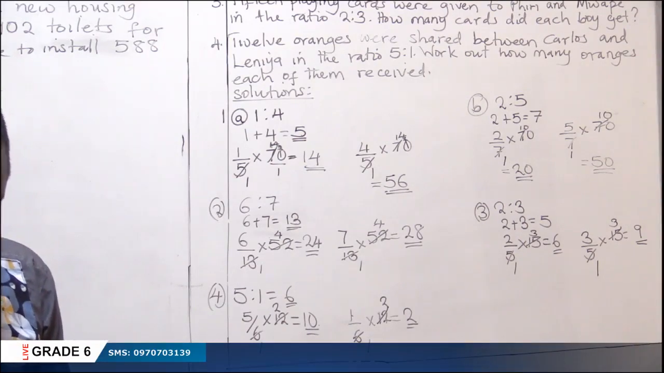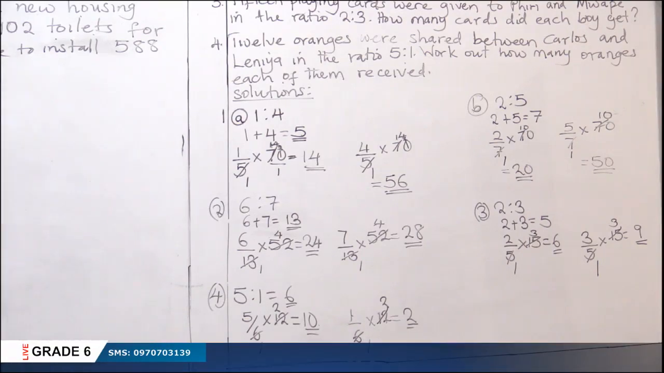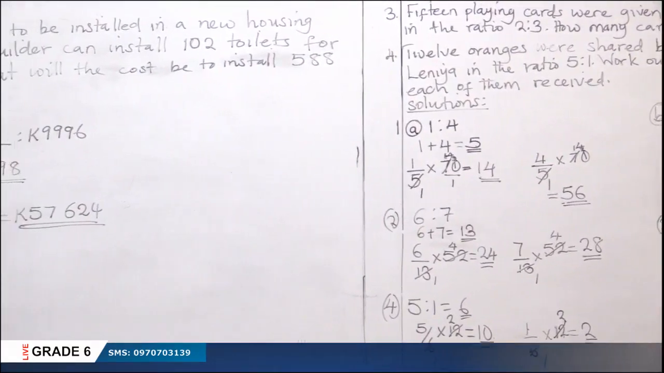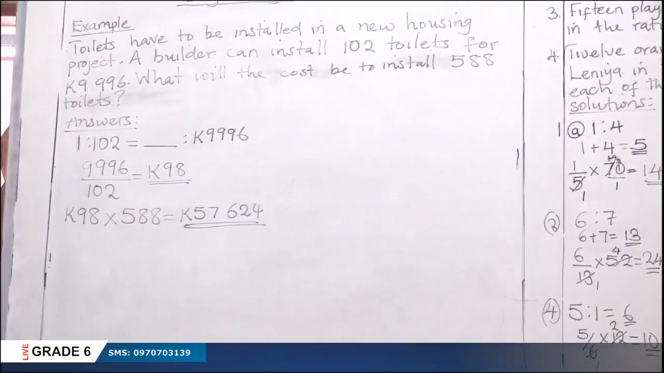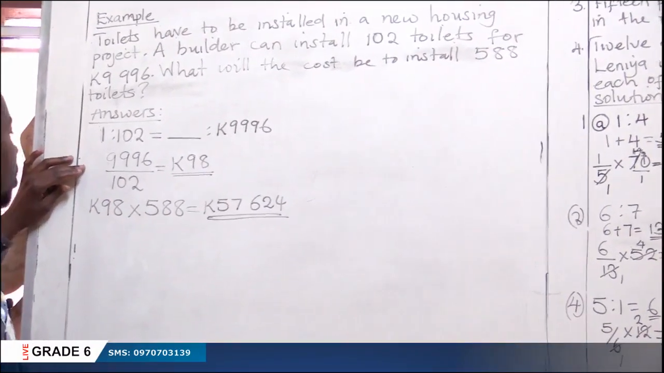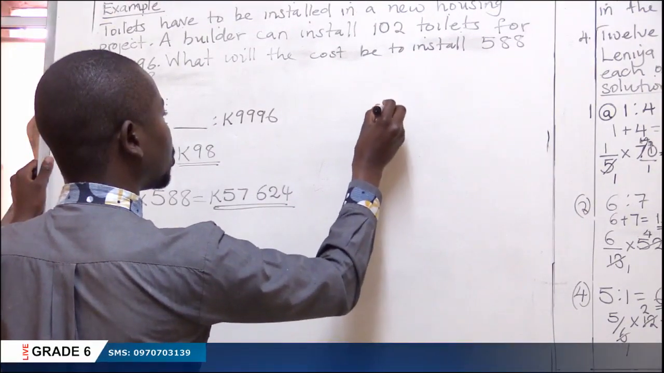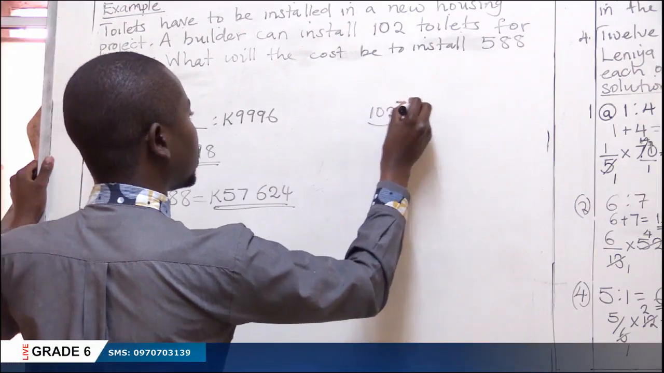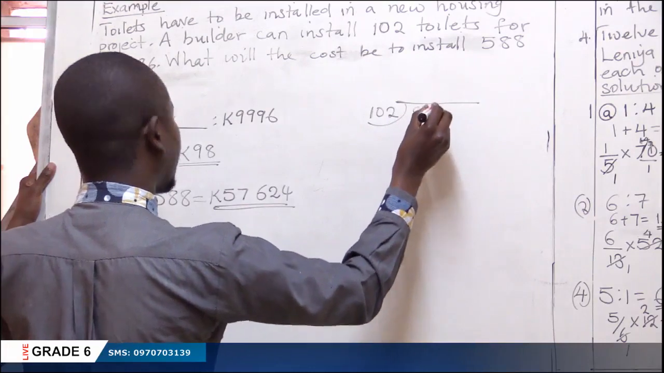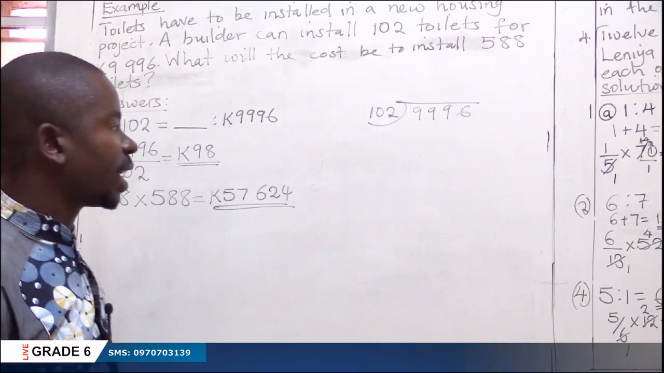All right. And then this one says, how do you come up with that 98 kwacha? Show us. So someone wants me to show them how to come up with the 98 kwacha. So boys and girls, this is 102. And I said we are supposed to divide 9996.